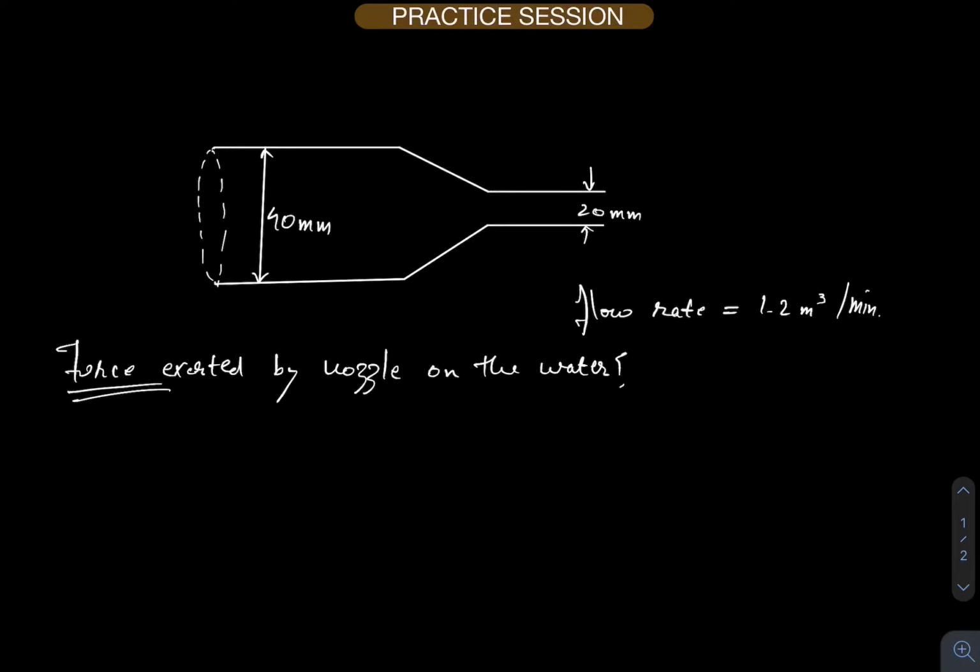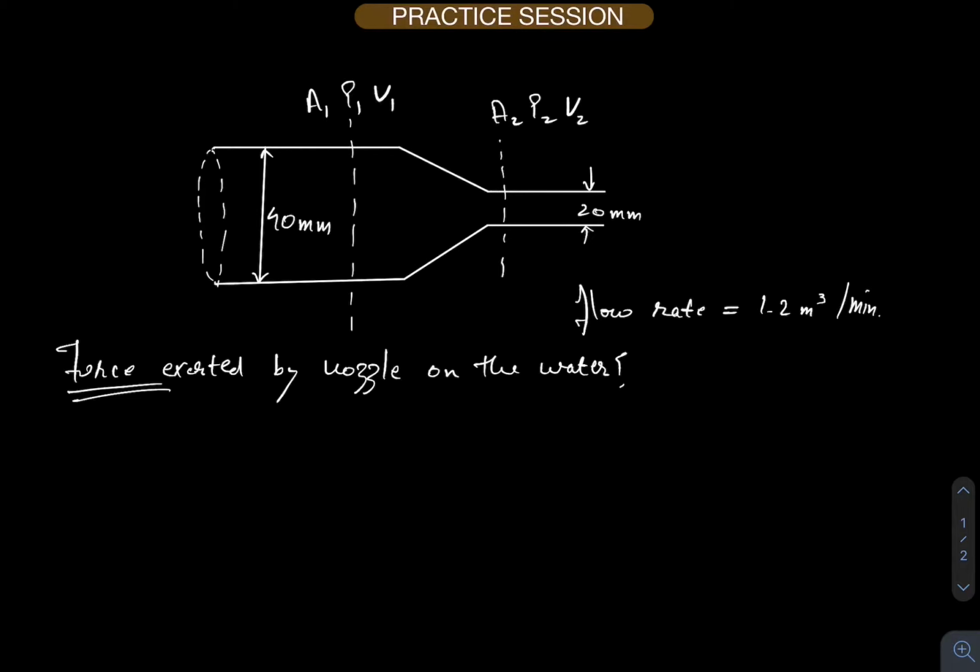First of all, we will apply Bernoulli's equation. What are the two points that interest us? The first one is here, and another one is, let's say, here. We will apply Bernoulli's equation between these two points. Let's say here the area is A1, pressure is P1, and velocity is V1. Similarly, here the area is A2, pressure is P2, and velocity is V2.